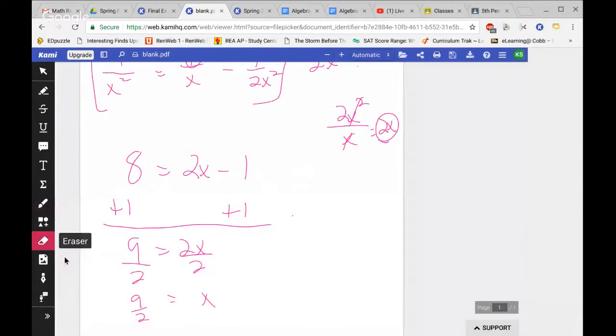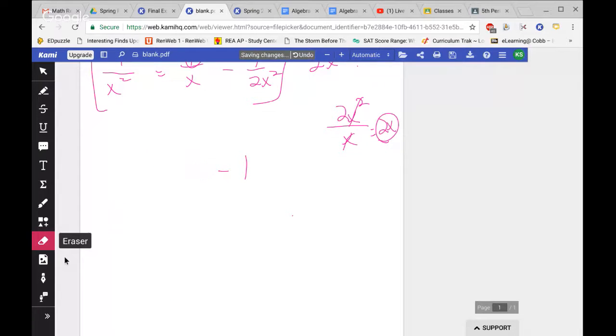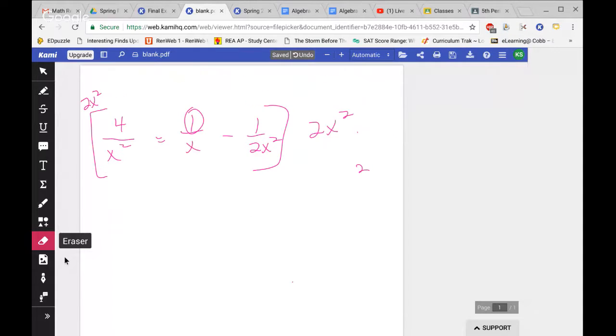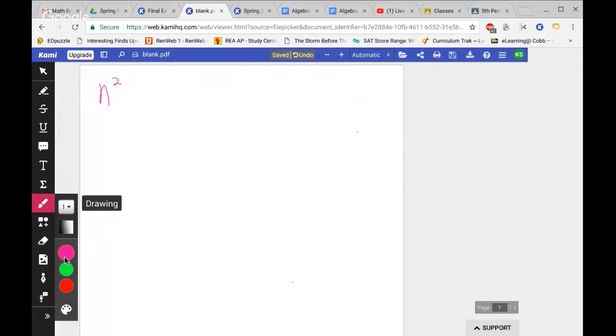I'm going to need somebody to read me that problem, because there's not enough room for me to write on that one without it just being really ugly. Let me get my paper erased. n squared plus 16n minus 70 equals 3.